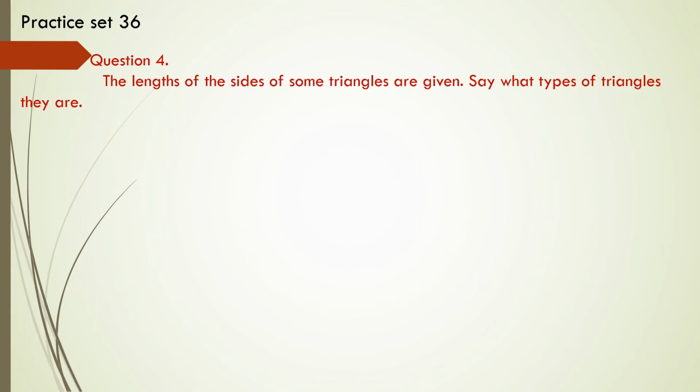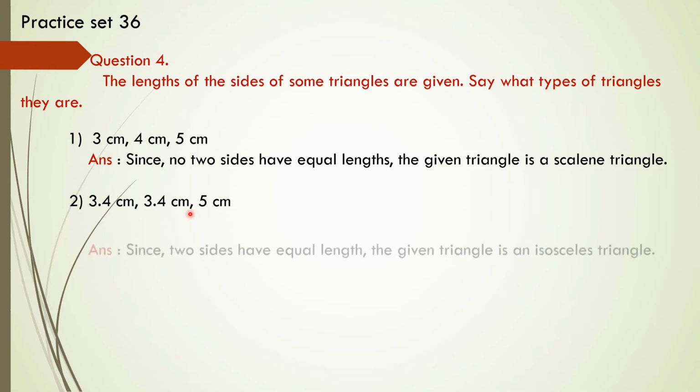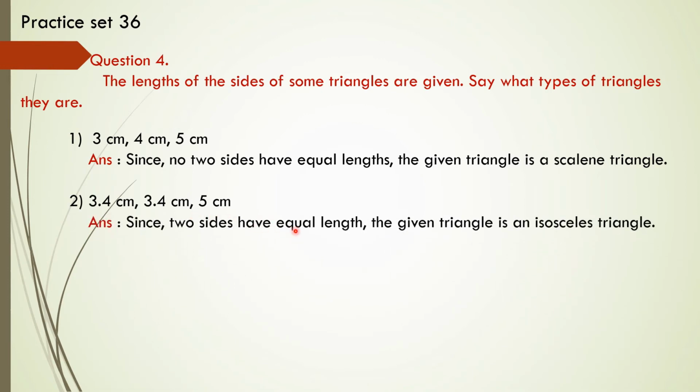Question number 4. The lengths of the sides of some triangles are given. Say what type of triangles they are. First, 3 centimeter, 4 centimeter and 5 centimeter. Three sides are different. Since no two sides have equal length, the given triangle is a scalene triangle. Second, 3.4 centimeter, 3.4 centimeter and 5 centimeter. Here two sides are the same. Therefore, since two sides have equal length, the given triangle is an isosceles triangle.